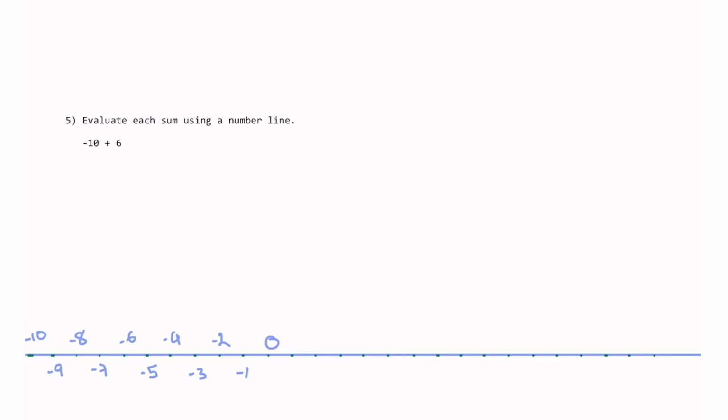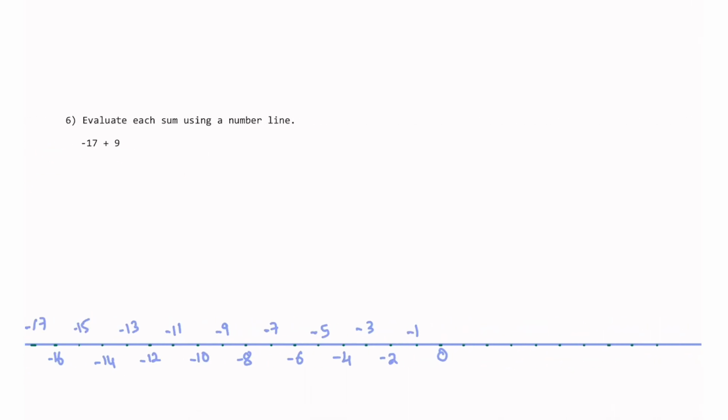Now we start at minus 10 and we are adding 6 to it, right? So we are adding a positive number. So we go towards the right. So plus 6. Let's do it. 1, 2, 3, 4, 5, and 6. So the answer is here, which is minus 4. These questions are easy, right? Simple. Again, we start here at minus 17 plus 9, so we are going towards the right side. So let's start counting 9. 1, 2, 3, 4, 5, 6, 7, 8, 9. So the answer is minus 8.